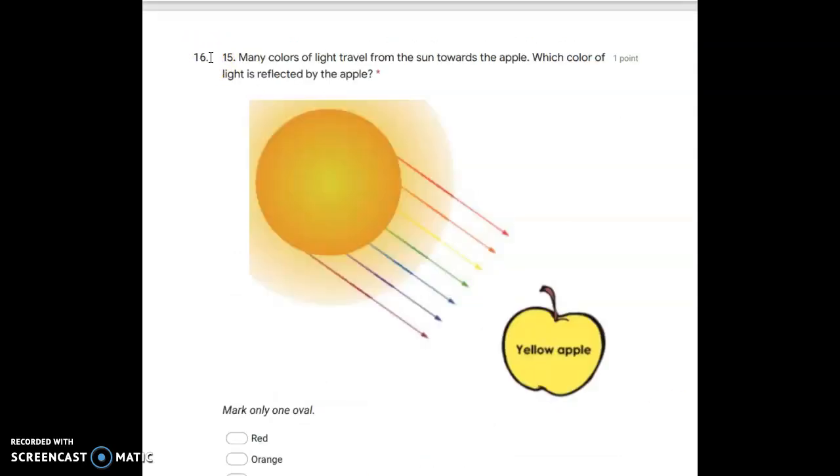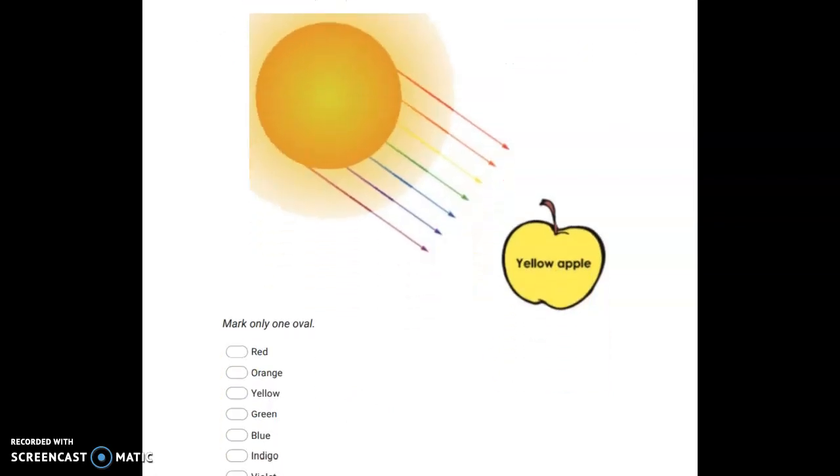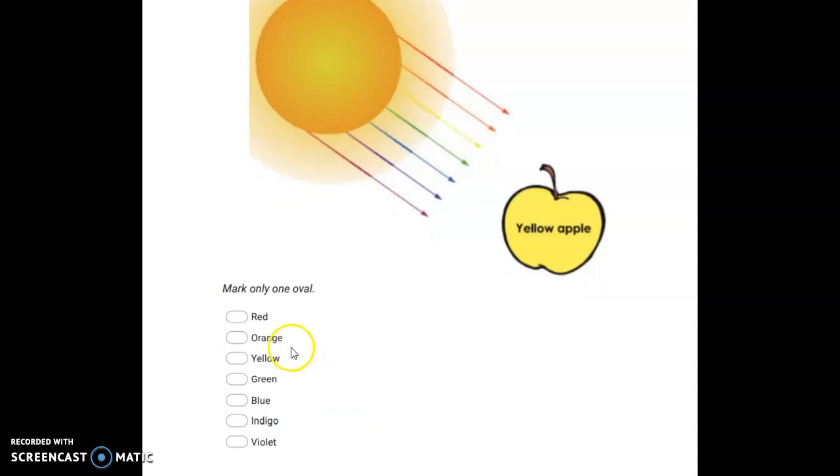Number 15. Many colors of light travel from the sun towards the apple. Which color of light is reflected by the apple? Okay, so you have the sun up here, then we have a yellow apple here. So which color of light is being reflected by the apple? Is it red, orange, yellow, green, blue, indigo, or violet?